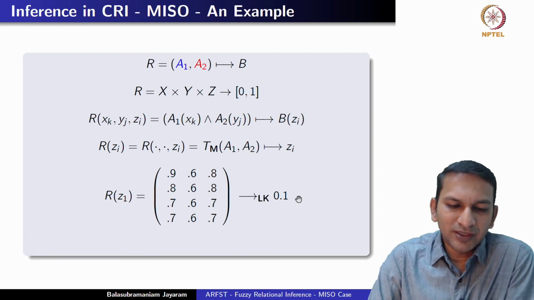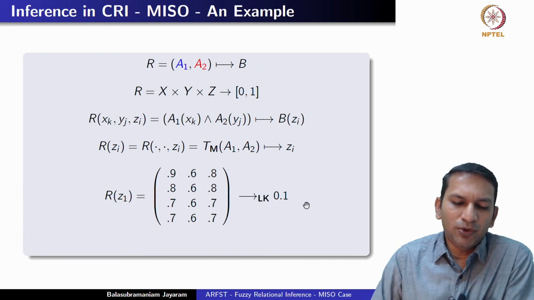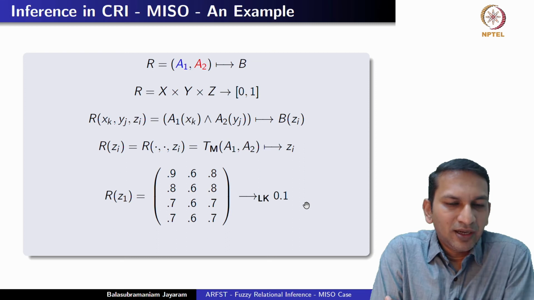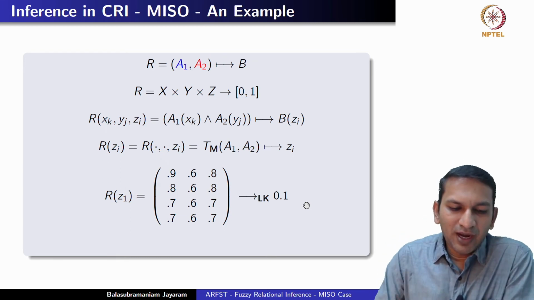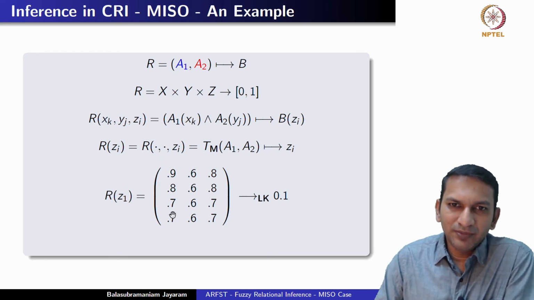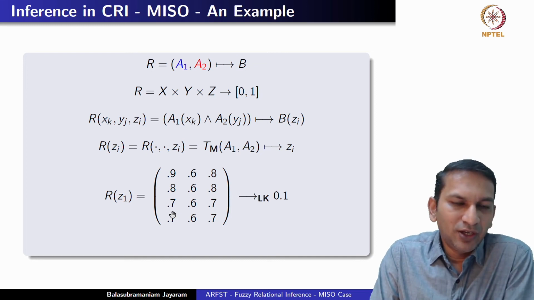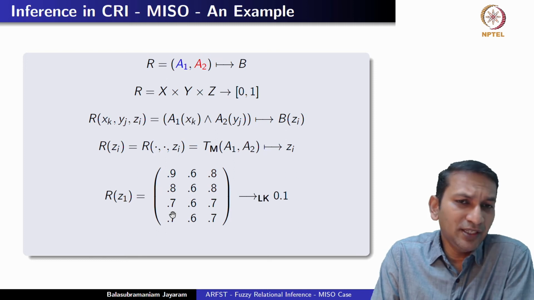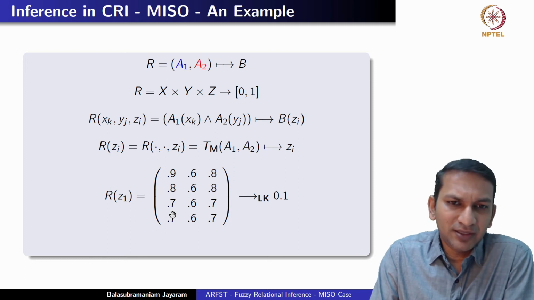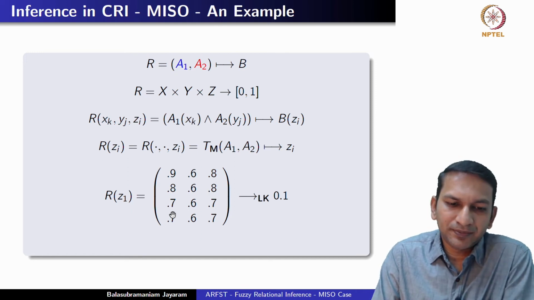And using the F operation, where Zi is actually 0.1. Note that earlier we would have had only one column if it was just one antecedent and one consequent. Now, because we have combined these two antecedents, we have a matrix here. However, it is the same outer product that we are going to take.